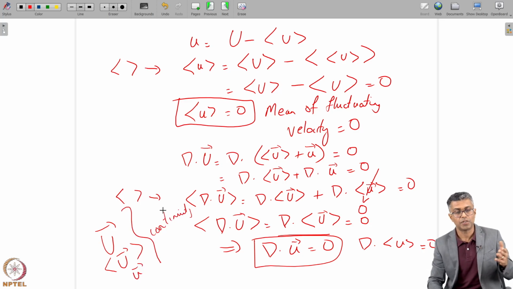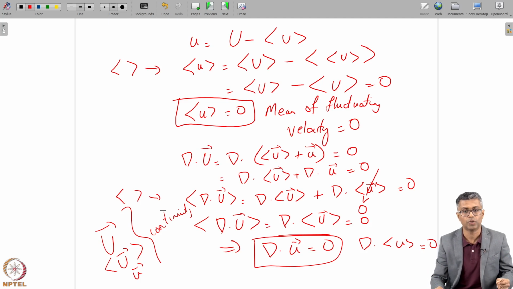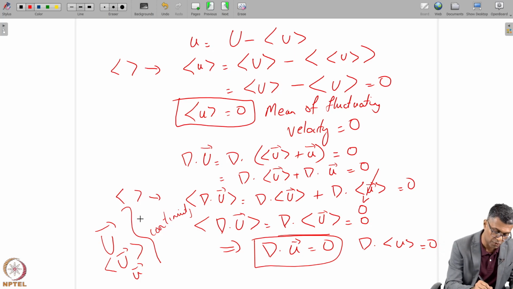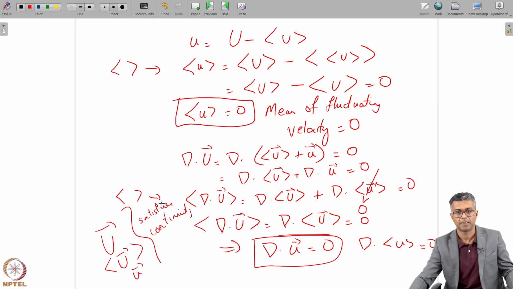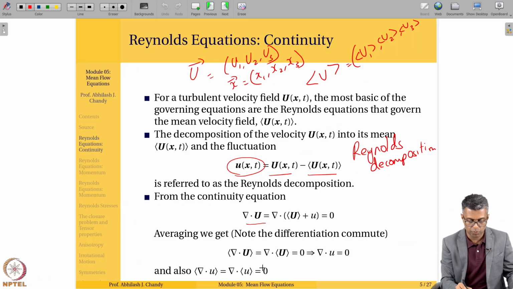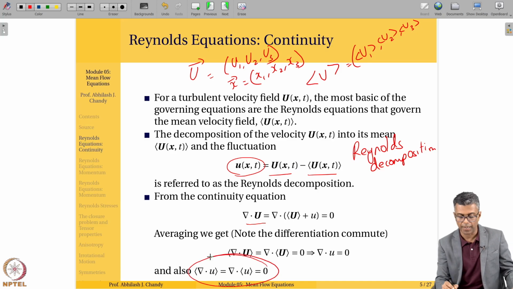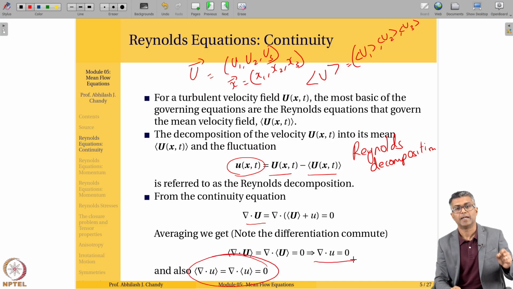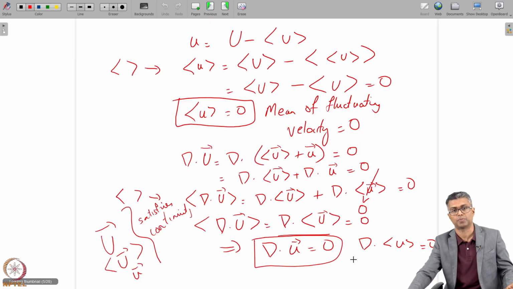Separately, the instantaneous velocity obviously satisfies continuity. That is what we started with. But now we know that the mean velocity also satisfies continuity and the fluctuating velocity also satisfies continuity. That's what we learned from this. So that's what we have here: del dot u is equal to 0, del dot capital U is equal to 0, del dot mean of u is equal to 0, and del dot fluctuating velocity, the mean of the fluctuating velocity, is also 0.